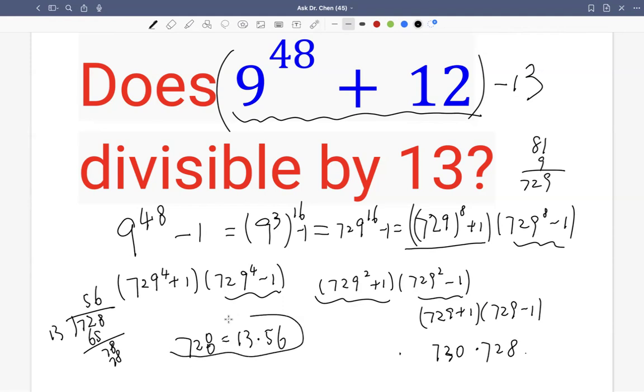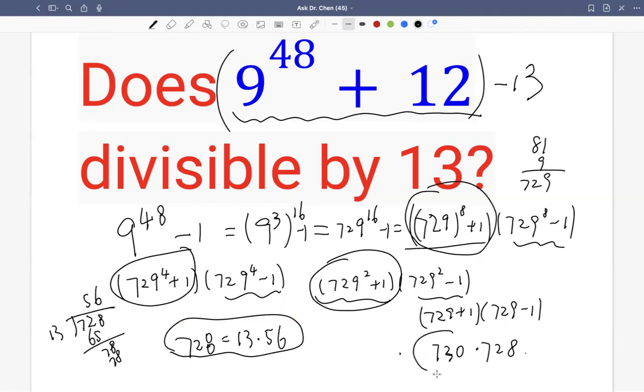So one of the factors, this number can be factored into different factors. This is the first factor, second factor, third factor, fourth factor, fifth factor. The fifth factor, 728, can be broken into 13 times 56. So among those factors, we see one factor is 13. That means this number is divisible by 13.